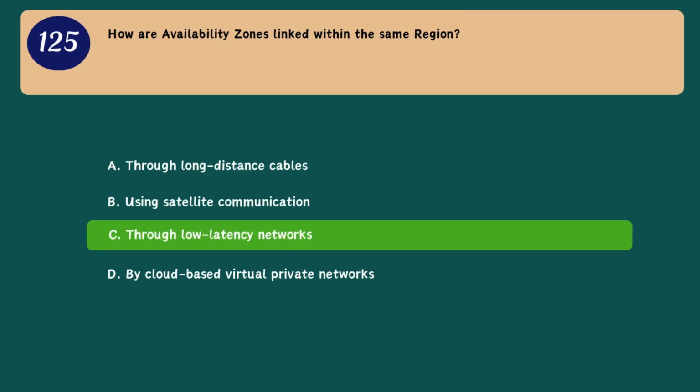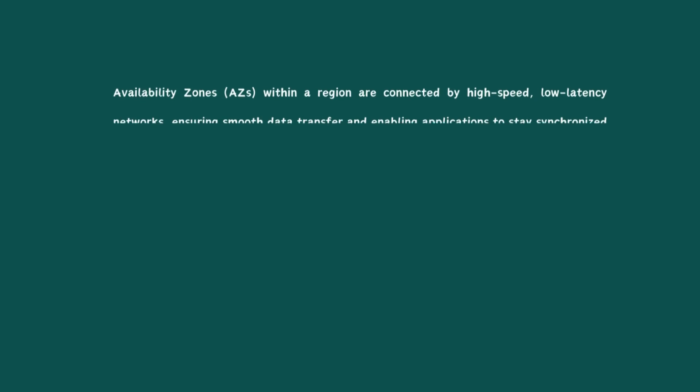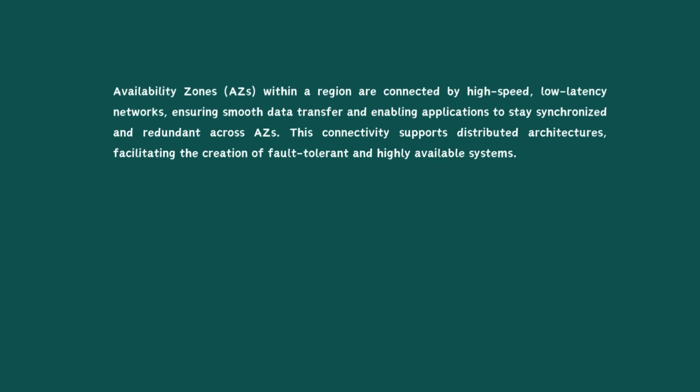Correct answer. C. Through low-latency networks. Availability zones within a region are connected by high-speed, low-latency networks, ensuring smooth data transfer and enabling applications to stay synchronized and redundant across AZs. This connectivity supports distributed architectures, facilitating the creation of fault-tolerant and highly available systems.